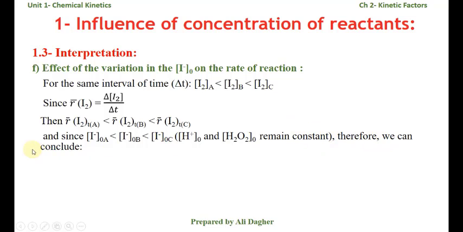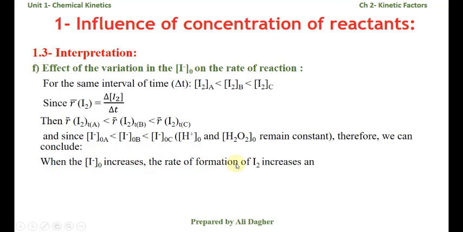Therefore, we can conclude that when the initial concentration of I- increases, the rate of formation of I2 increases, and vice versa. Then the initial concentration of I- is the kinetic factor. This factor has increased the rate of the reaction from beaker A to beaker C.